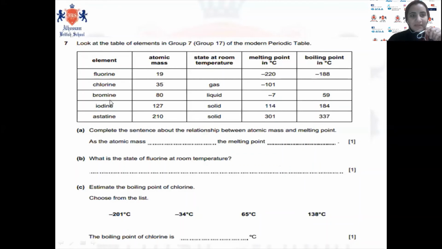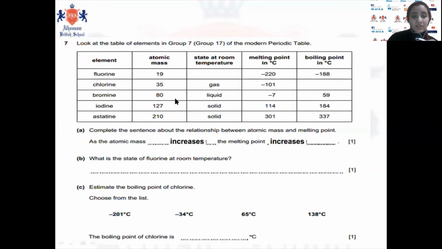Look at the table of the elements in group 7 of the modern periodic table. Complete the sentence about the relationship between atomic mass and melting point. As the atomic mass increases, the melting point increases. Excellent, amazing. As the atomic mass increases, the melting point increases.